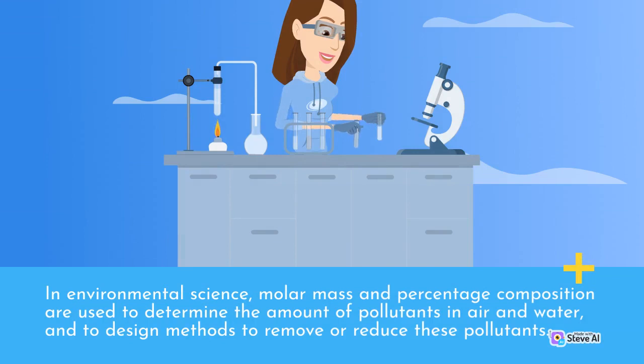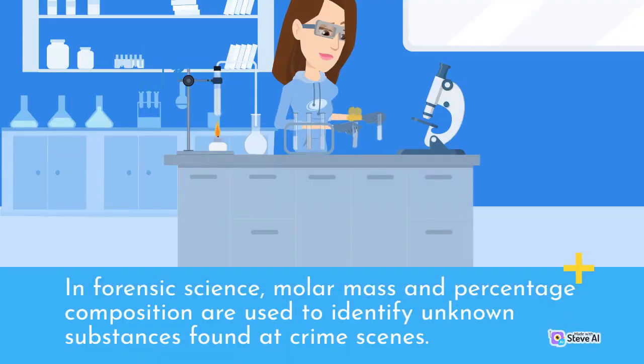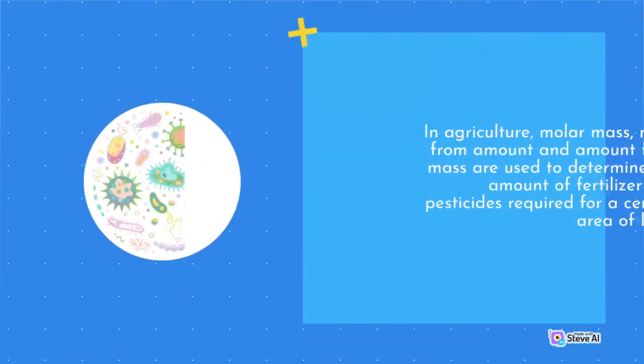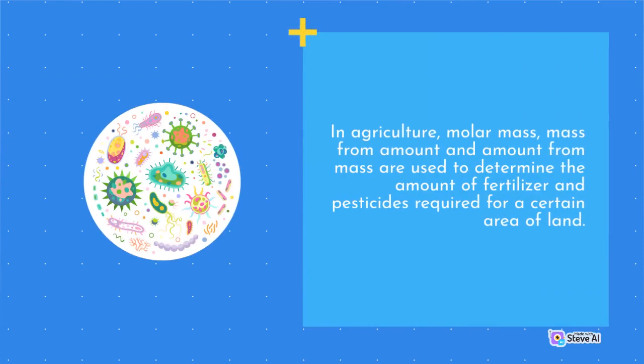In environmental science, molar mass and percentage composition are used to determine the amount of pollutants in air and water, and to design methods to remove or reduce these pollutants. In forensic science, molar mass and percentage composition are used to identify unknown substances found at crime scenes. In agriculture, molar mass, mass from amount and amount from mass are used to determine the amount of fertilizer and pesticides required for a certain area.